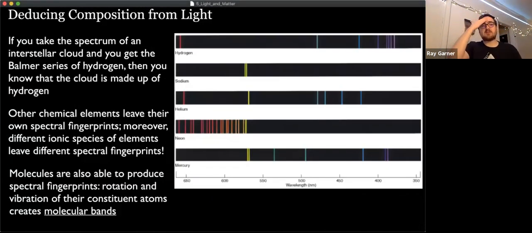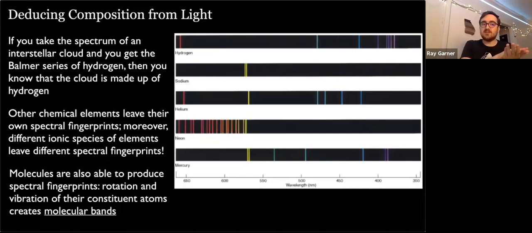So if you take a spectrum of an interstellar cloud and you get the Balmer series of hydrogen, then you know that that cloud is made up of hydrogen. Every single chemical element leaves its own spectral fingerprints. Moreover, different ionic species, so remember, singly ionized oxygen, doubly ionized oxygen, will also have different spectral fingerprints. They'll all leave them.